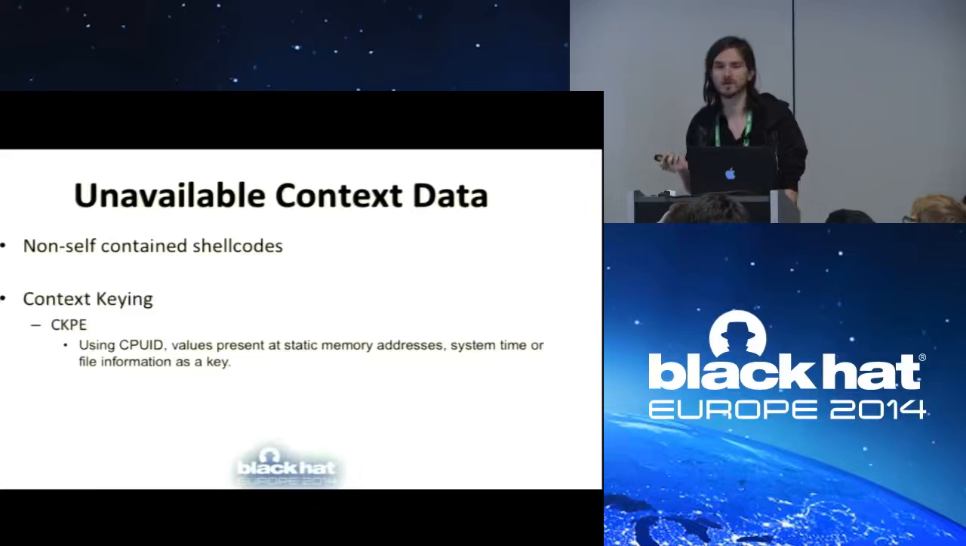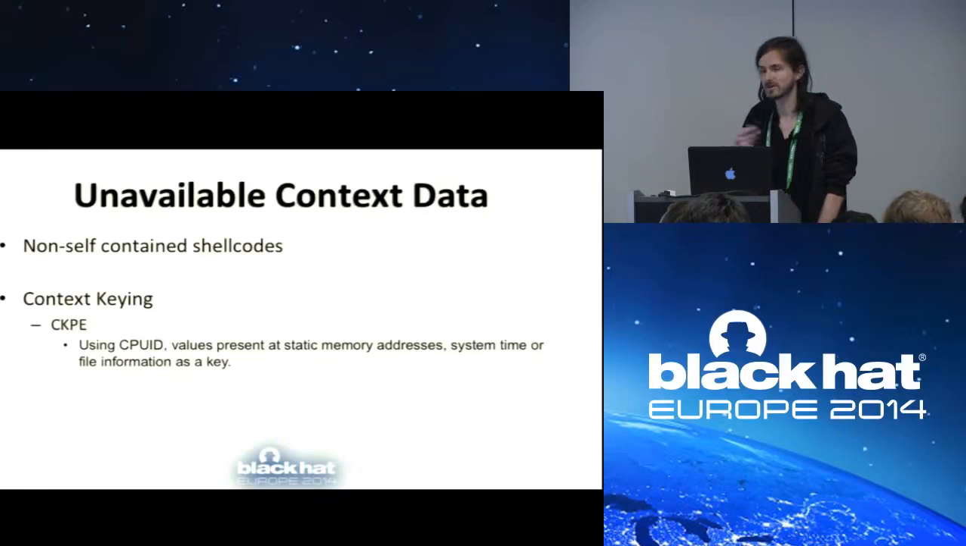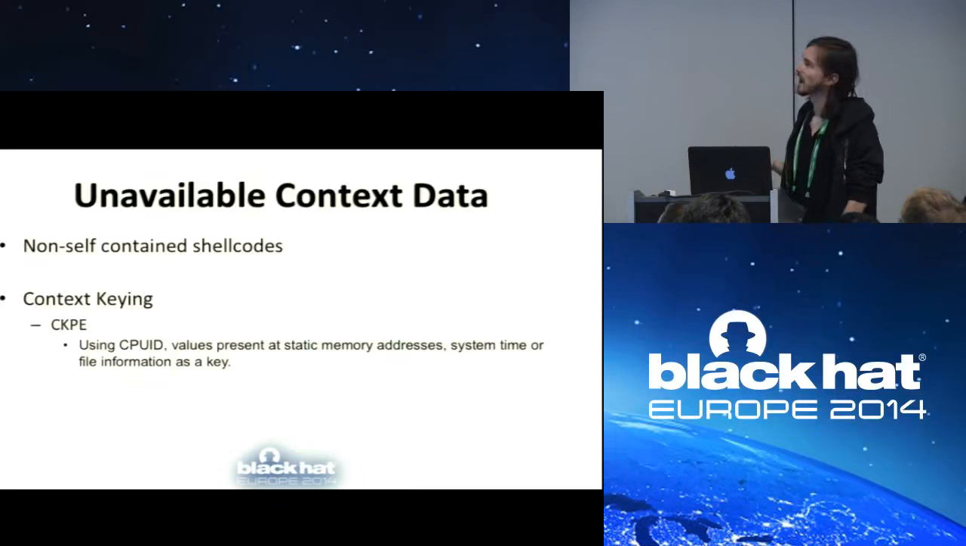So what does unavailable context data look like? Well, obviously the first one is non-self-contained shellcode. Think return-oriented programming. Because obviously if you have a lot of return-oriented programming gadgets which are present in the application on the target system, but the same gadgets aren't present on the emulating system, then you can execute the shellcode and thus not obtain a memory trace and compare it against heuristics.